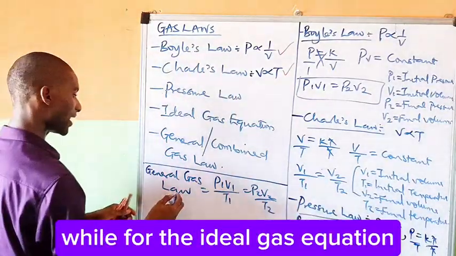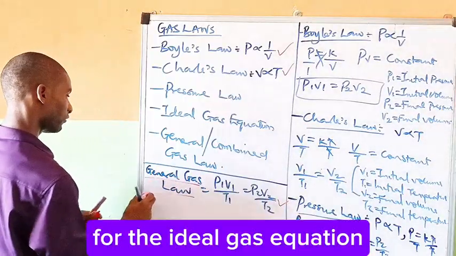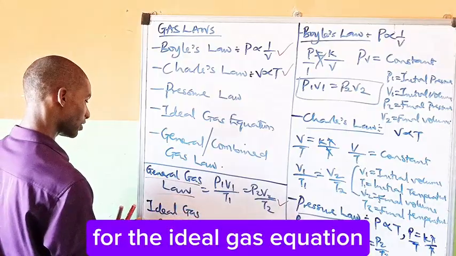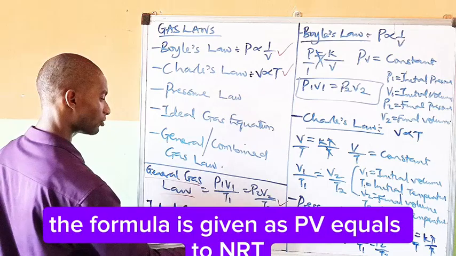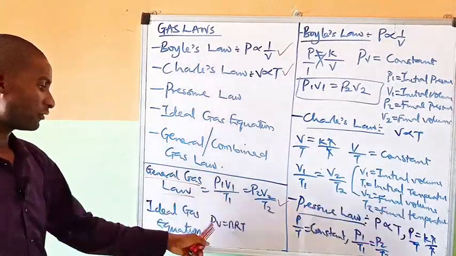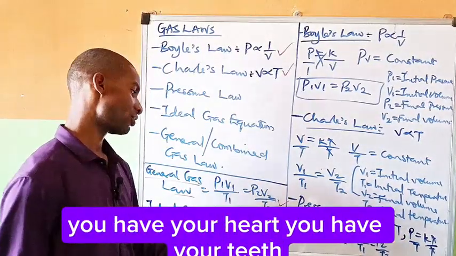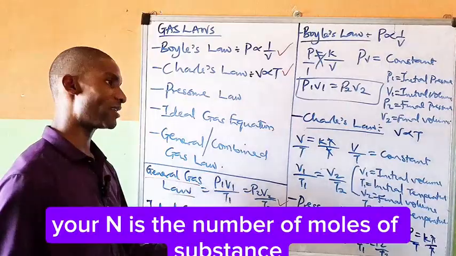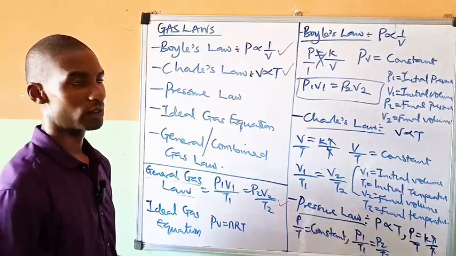While for the ideal gas equation, so we're done with this. For the ideal gas equation, the formula is given as PV equals nRT, where P is your pressure, V is your volume, then you have your n, your R, and your T is your temperature. Your n is the number of moles of substance, while your R is a constant, the gas constant.